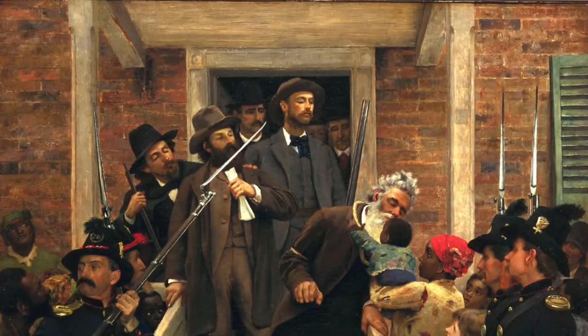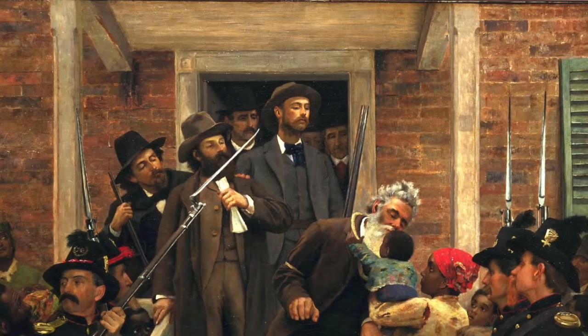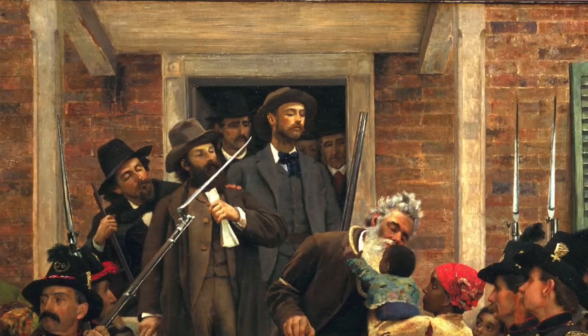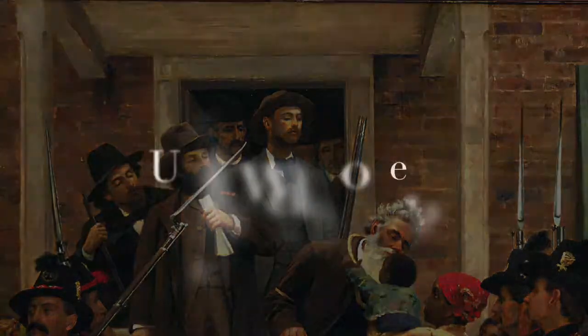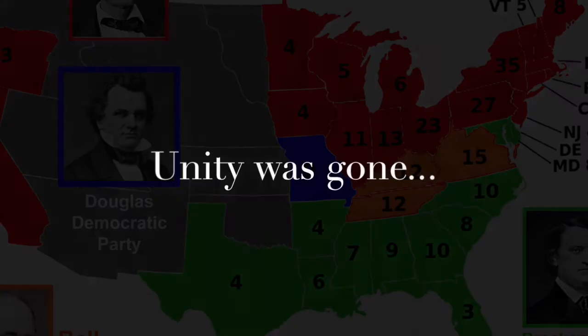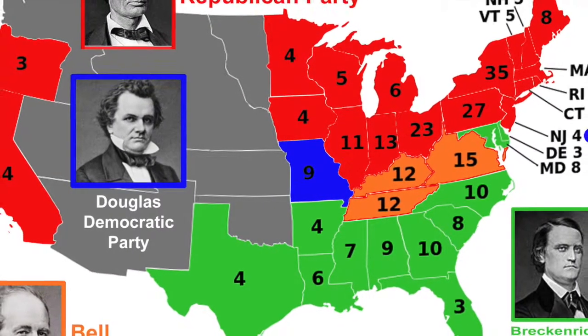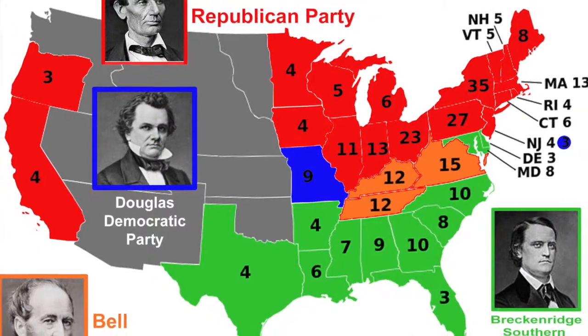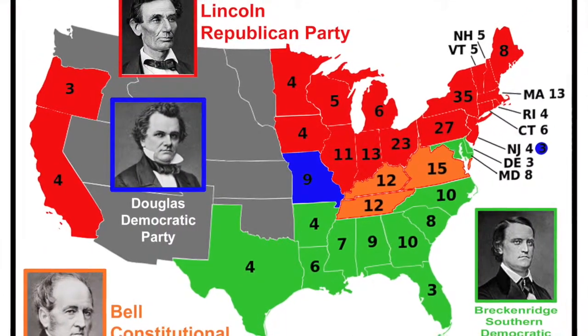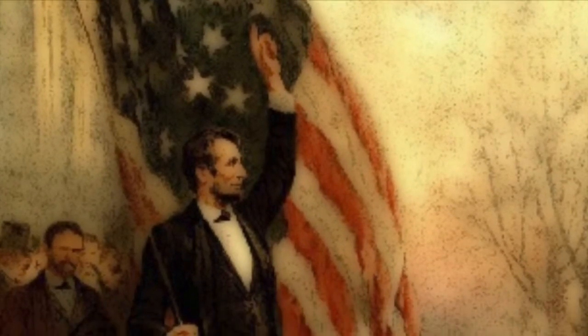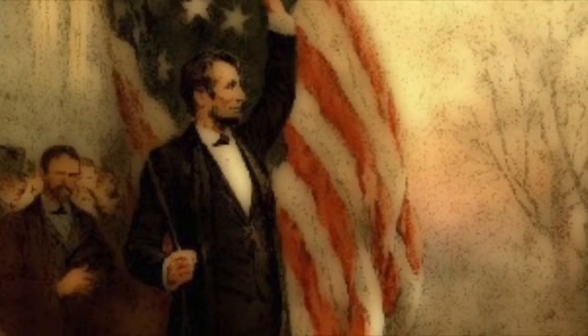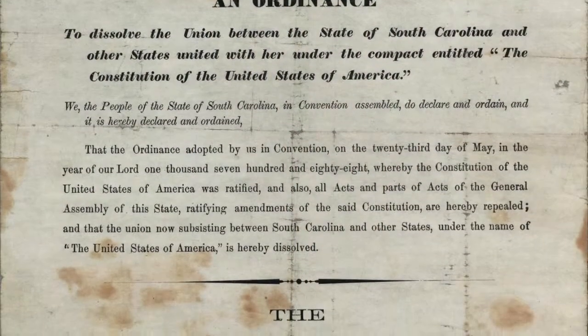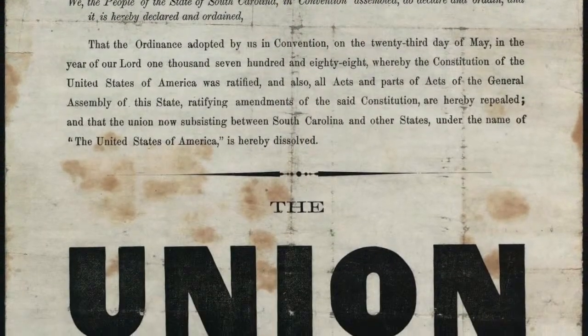John Brown was demonized in the South, but declared a martyr in the North. Unity was gone. The last straw was the election of Abraham Lincoln in 1860. The Republican president was openly against slavery, but never intended to abolish it. It didn't matter. Southern states had had enough.